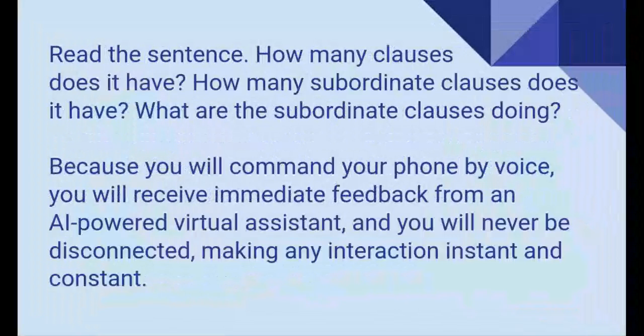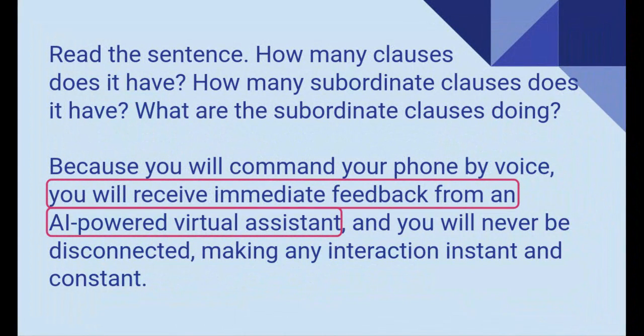I will show you the main clause. You will receive immediate feedback from an AI-powered virtual assistant. This is the main clause. How many subordinate clauses can you see? Yeah, we have 3. And what are they doing? They are giving more information about the main clause. They can go before the main clause, they can go after that.